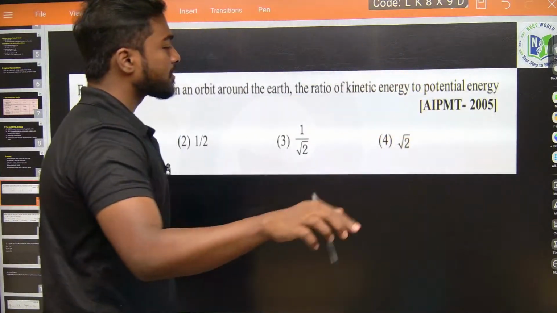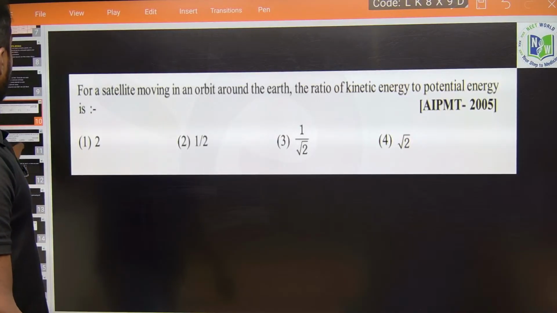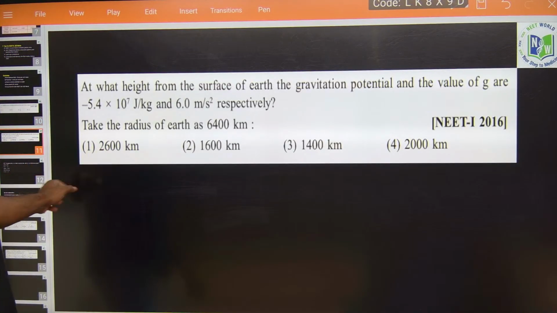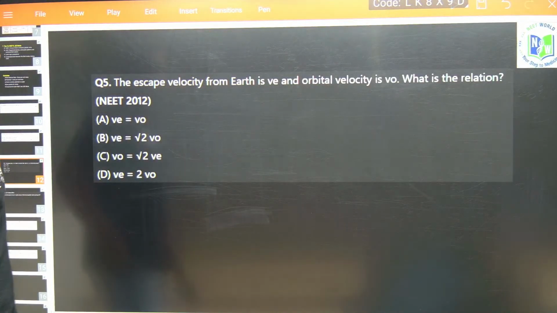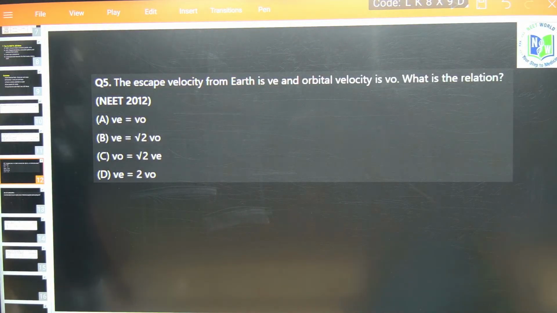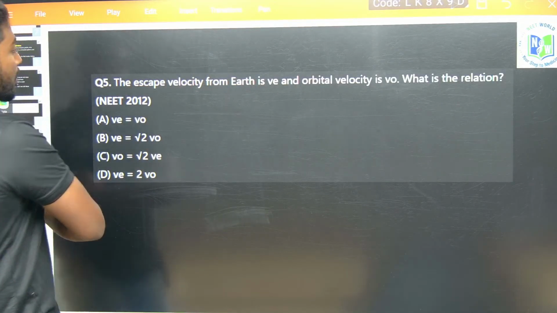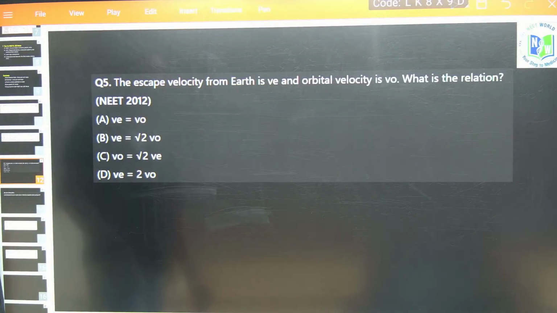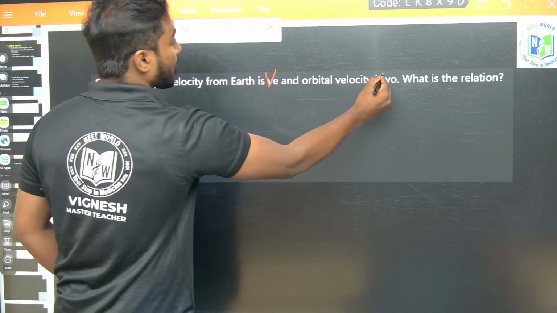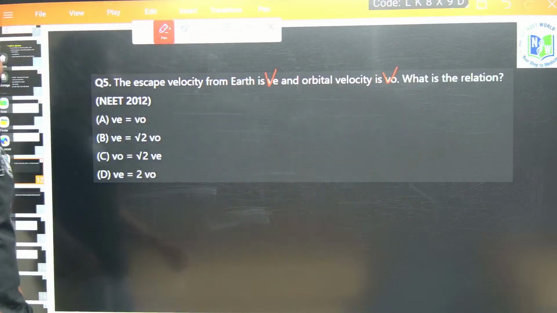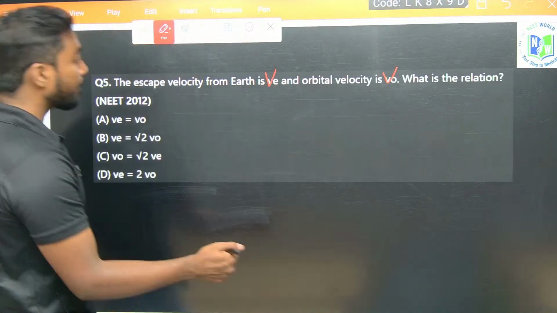So those guys who missed out on this, the NEET PYQs. We have the same question here: the escape velocity from Earth is VE, and the orbital velocity is V naught. What is the relation they have asked? We solved the same question from the NEET PYQ in the previous session.